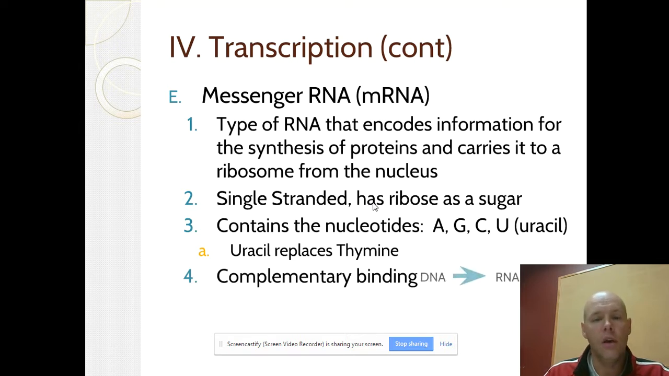So if you have DNA going to RNA and you had the DNA bases of A, T, G, and C, if you look here, A would match up complementary to U, T would match up complementary to A, G would match up complementary to C, and C would match up complementary to G.